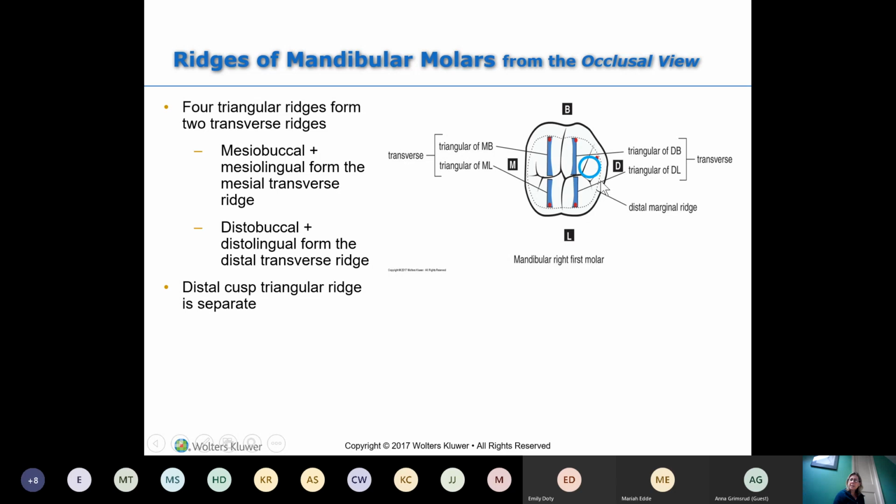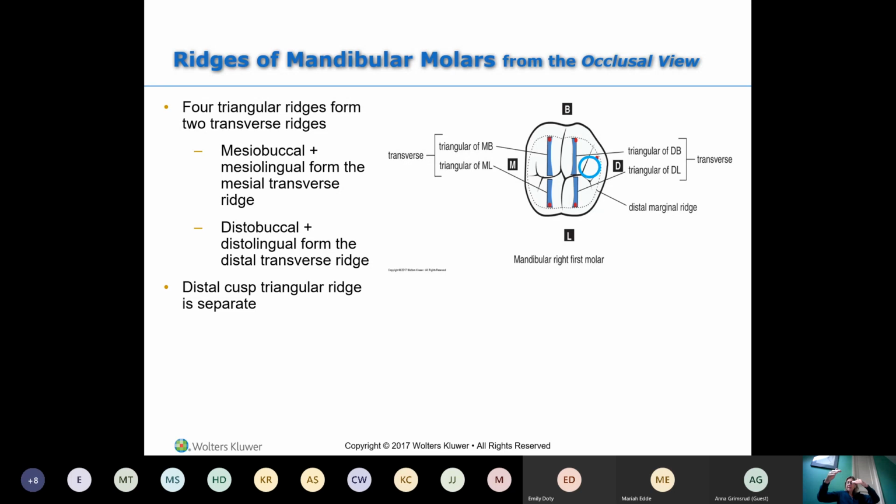Now what's going to happen is your cusps have ridges coming off of them because they look like mountains. So here's a cusp, here's a cusp, here's a cusp, here's a cusp. So they have cusp ridges. Marginal ridges set the outer boundaries or the margins, just like when typing a paper, you set your margins. They set the boundaries for the mesial side and the distal side.